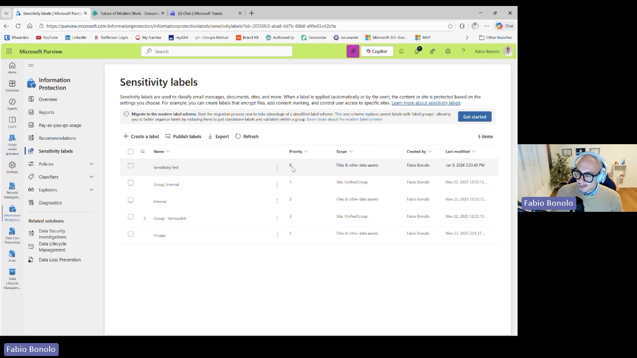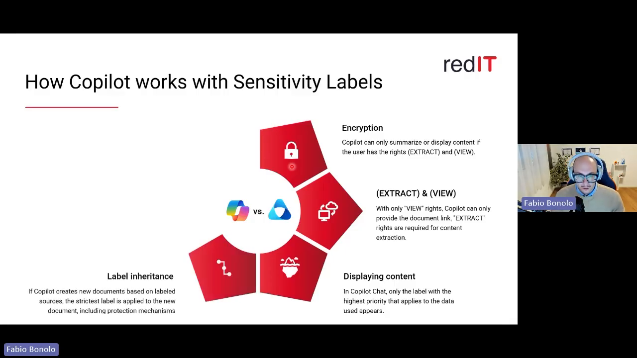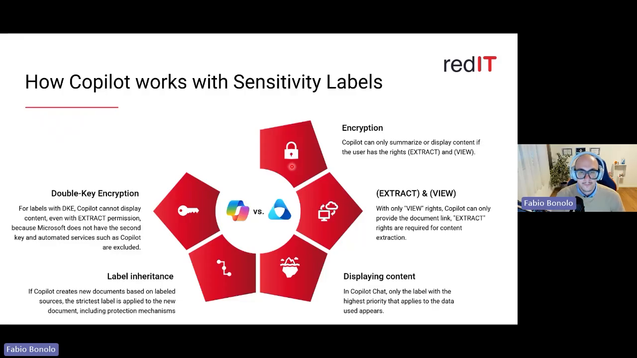This should sensitize users that there are referenced documents that have sensitivity labels applied, and that they should be careful with confidential documents. If Copilot creates new documents based on labeled sources, the strictest label is applied to the new document or to the new email. So this is the same mechanism. It's not only about displaying the content, but also when Copilot generates a new file, for example, or a new email, the label with the highest priority is applied automatically.